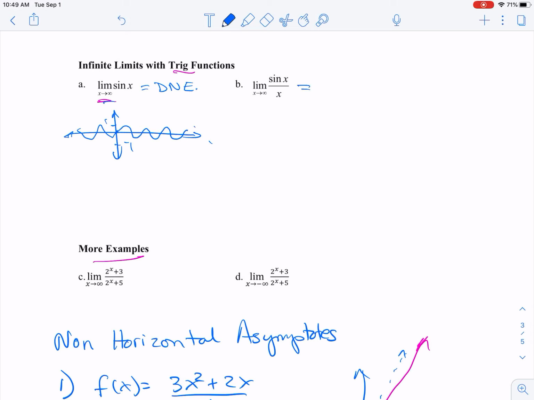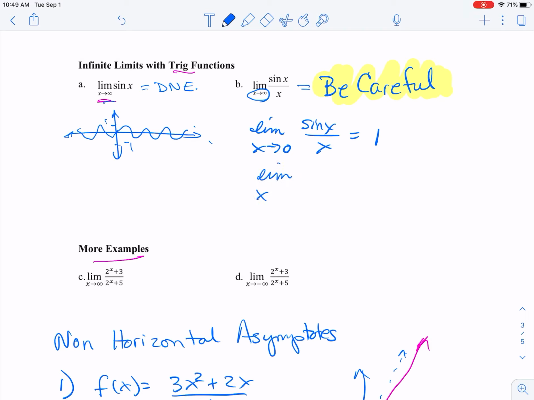This one, be very careful. You're going to say, oh, I know the answer to that. It's 1. We're going to infinity. The limit as x goes to 0 of the sine of x over x is equal to 1. But the limit when x is going to infinity of the sine of x over x is 0.